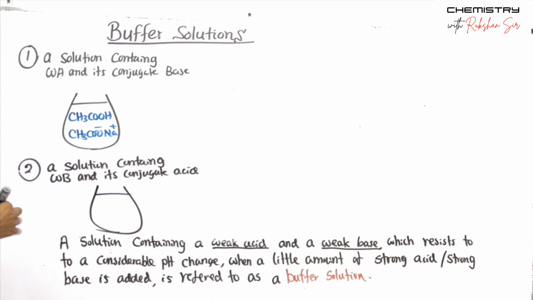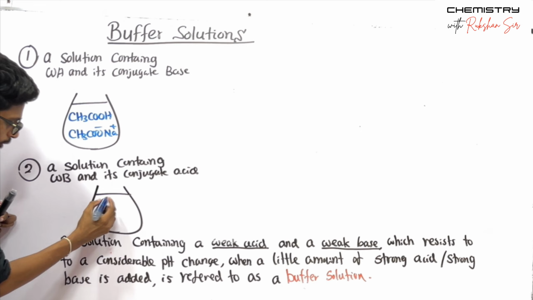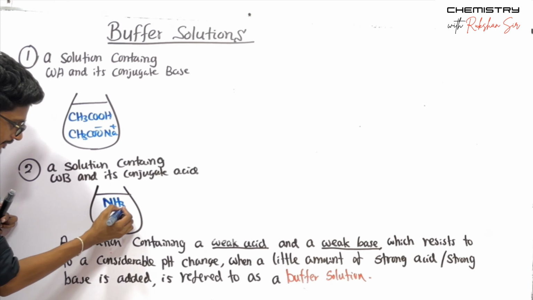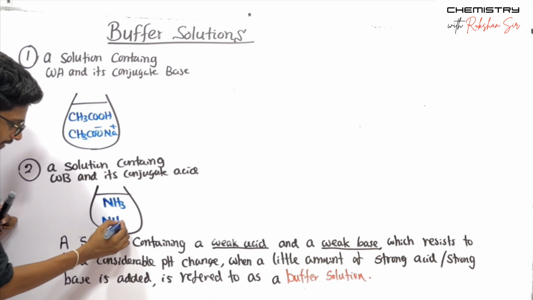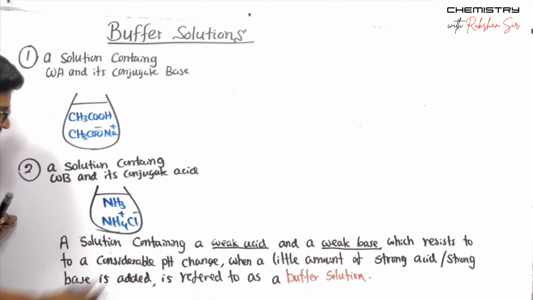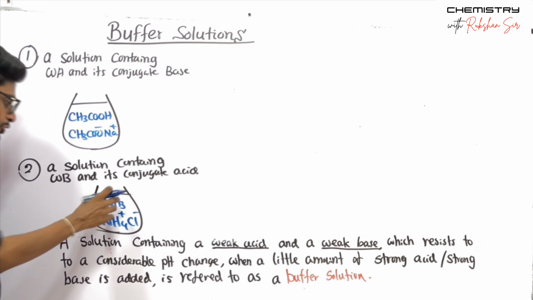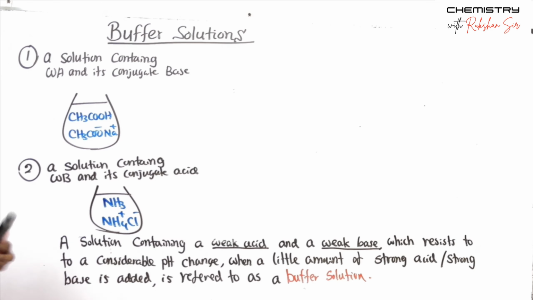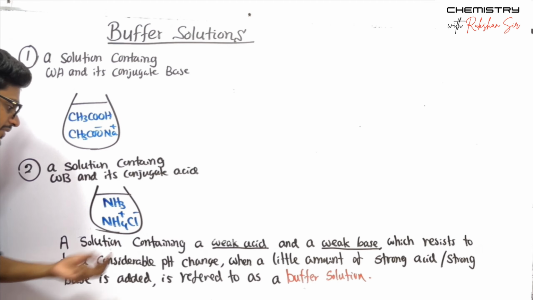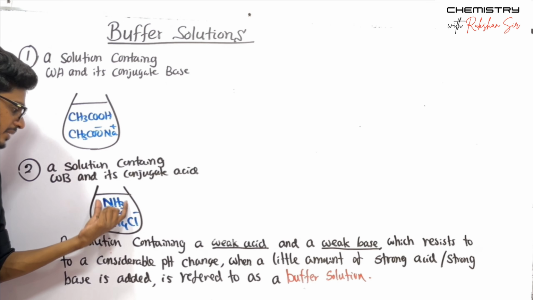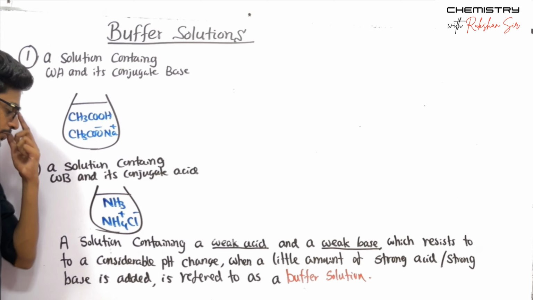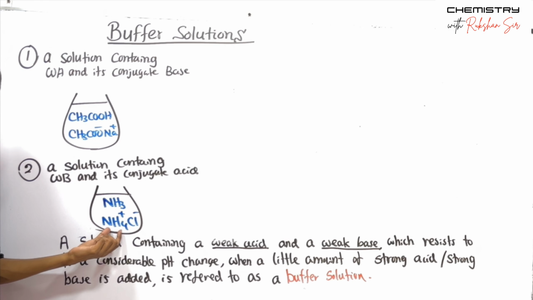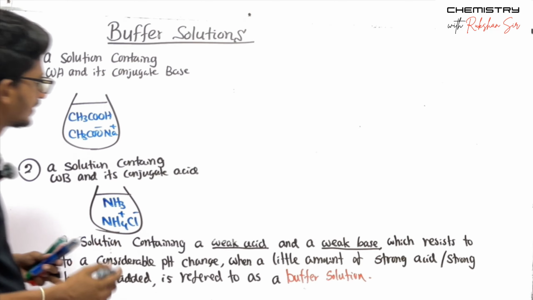If you have a solution containing ammonia, which is a weak base, and ammonium chloride, where you have the NH4 plus, the conjugate acid of NH3, this also can act as a buffer solution. If you add some drops of H pluses, that will be neutralized by the base, the NH3. If you add some OH minuses, that will be neutralized by the acid in the solution. That is the second kind of buffer solution.